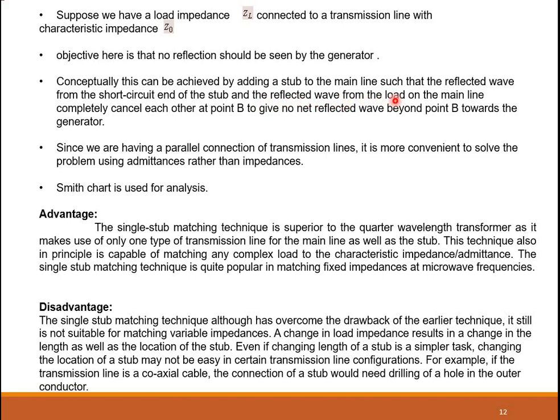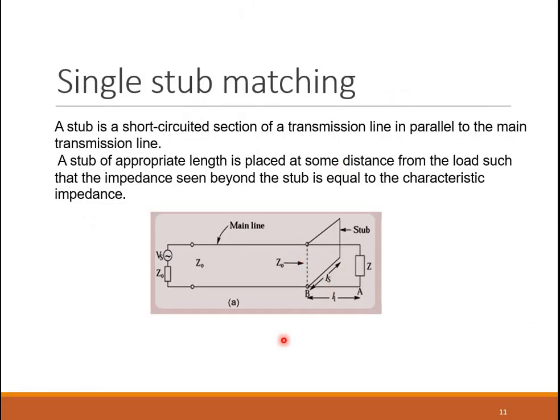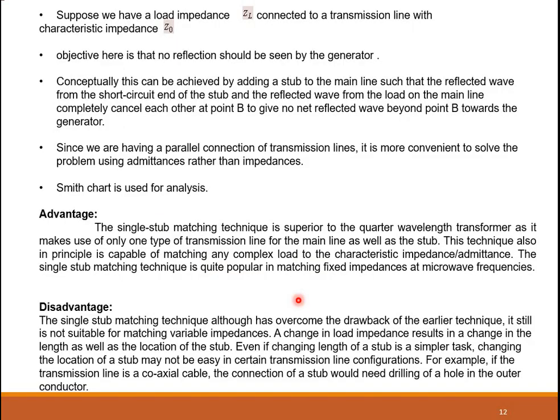What is happening is, when you're placing a stub parallel to your main transmission line, if at all any reflection in the wave occurs from the load side, there is a reflection that is produced as a result of placing this stub, and those two reflections will cancel each other, which means the effect of reflection is totally cancelled out and maximum power can be transferred.